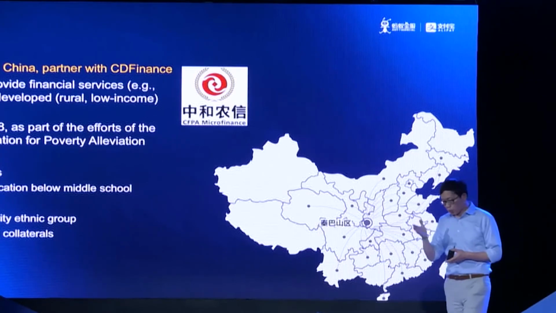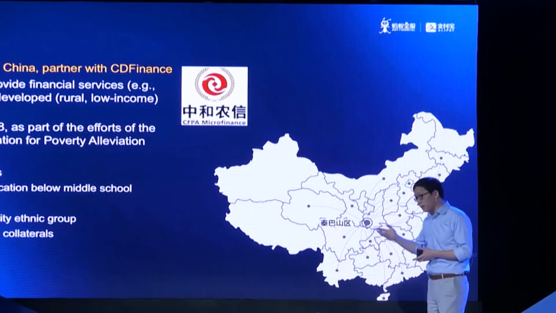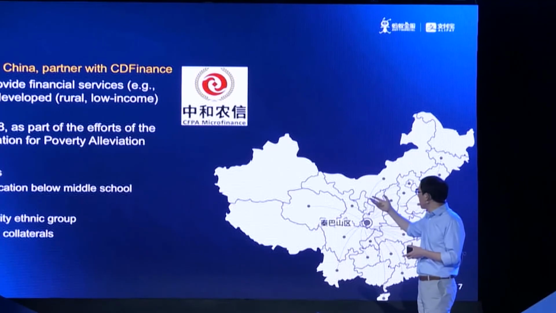As mentioned before, it's important to give inclusive financial service to underdeveloped areas. So we partner with Zhonghe Nongxin. It's basically a company founded by the Chinese Foundation for Poverty Alleviation. The customer base is really interesting. They have more than 88% peasants and farmers, and also more than 60% are female. So how do we use better technology to help them?